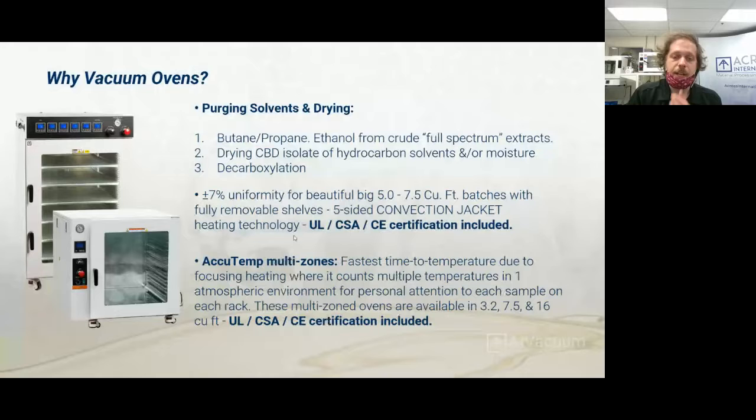The Accutem multi-zones are a very unique oven that's offered by Across International and frequently imitated but never mirrored as far as quality. And so those will be the ones that have multiple temperature controllers, like you see in the back there with our large AT160 16 cubic foot vacuum oven. And those shelves are non-removable. They can't be removed because they're wired with heating elements for heating your samples right there in the shelf and a thermocouple for detecting temperature.